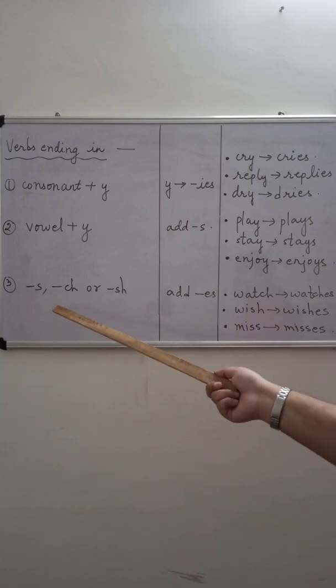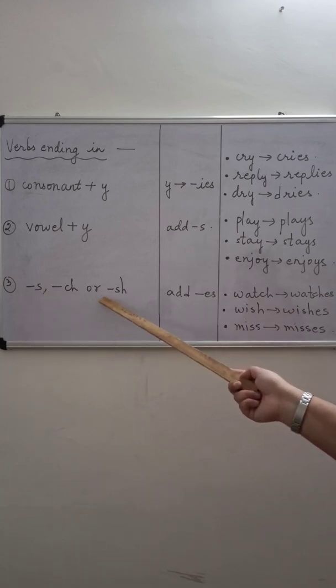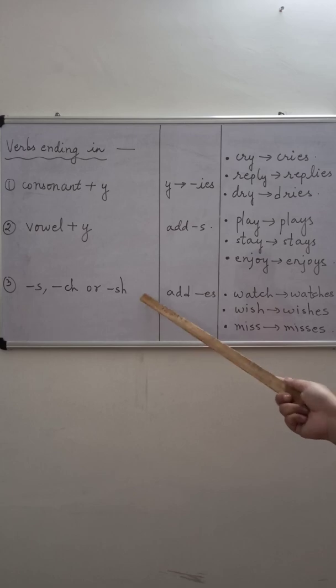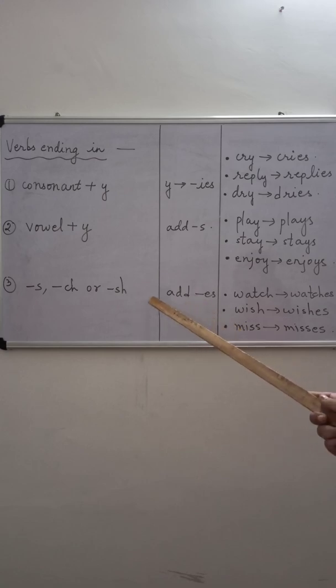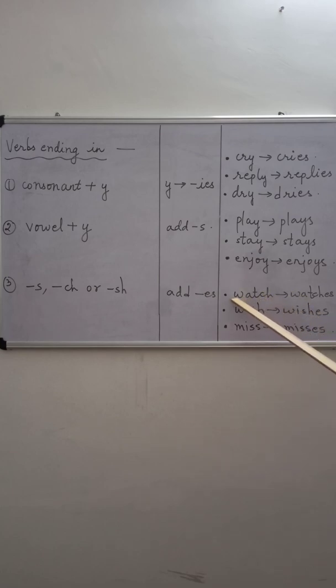Now if the verbs end with S, CH or SH, in that case we add ES in the present tense form of the verb. For example, watch. Now you can see that this watch ends with CH. So in the simple present tense form, watch becomes watches. We have added an ES. Similarly, wish becomes wishes and miss becomes misses.